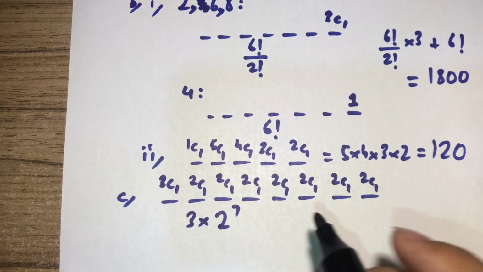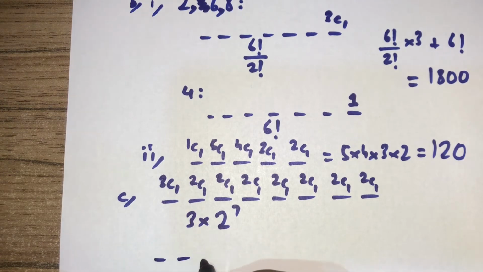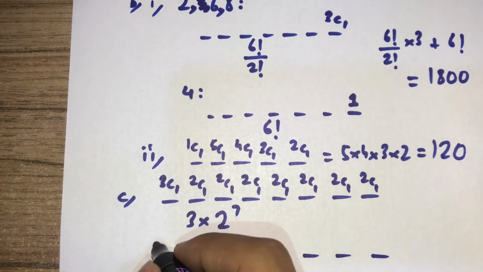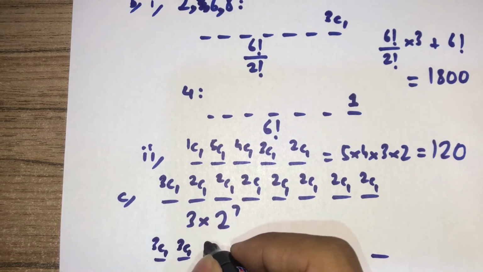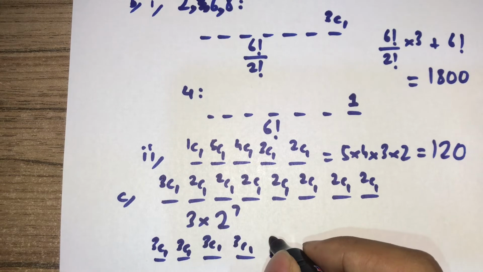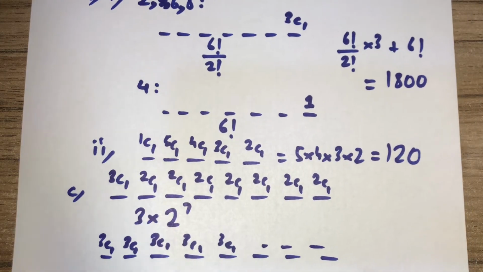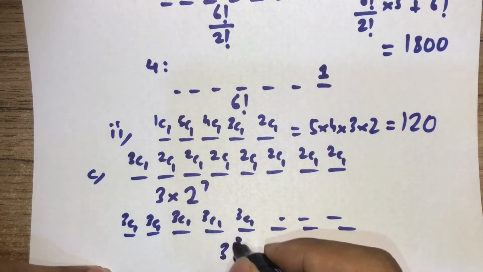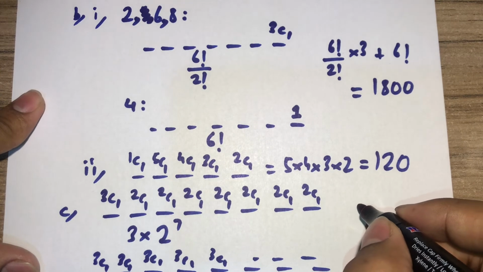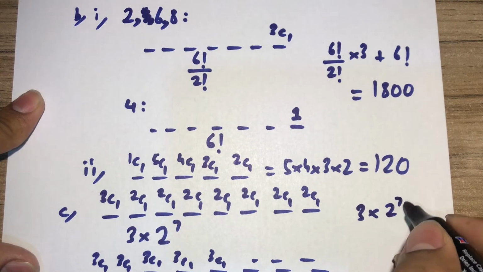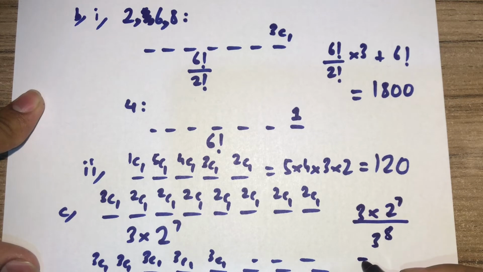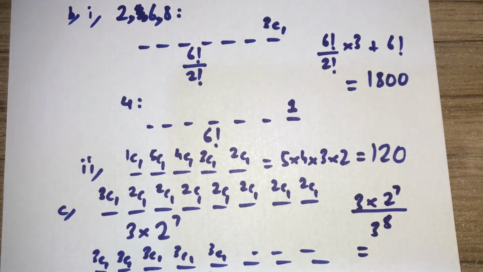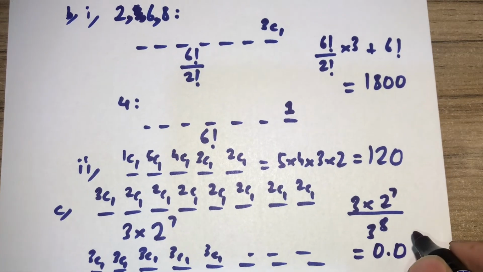Now for the total outcomes, there are 3 for the first one, 3 for the second one, 3 for the third one, and so on. So this will be equal to 3 power 8. Now for the probability, we'll divide the favorable outcomes by the total outcomes. This gives us 0.0585.